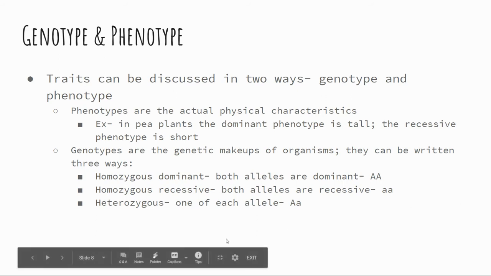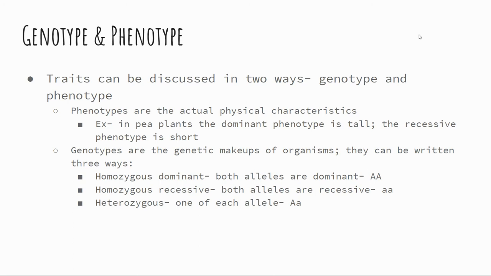Genotypes and phenotypes. Traits can be discussed in two ways: as the genotype and the phenotype. So the phenotype is going to be the actual physical characteristics that you see. For example, color or height or size. Okay, those are physical traits, physical characteristics that you can see with your eye.